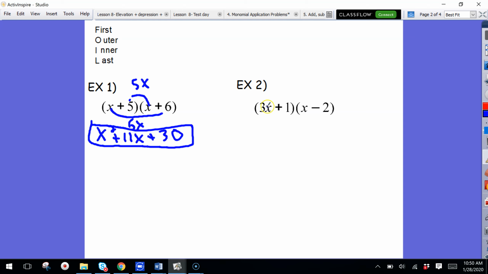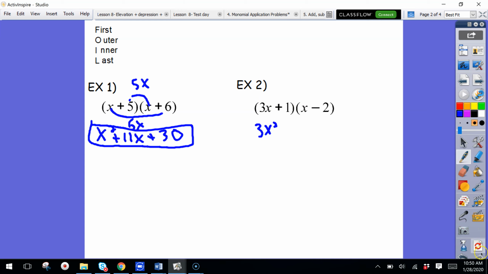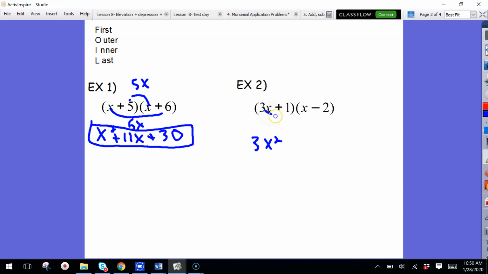So again, we're going to do my first, so 3x times x, that's going to be 3x squared. Now my outer in this case, and I'm just going to keep that down just so I have enough space to write my outer and my inner, is going to be 3x times negative 2. So just be careful with that sign there. That's going to be negative 6x. My inner is going to be 1x. So when they combine, 1x and negative 6x, we're going to get negative 5x. And then my last is going to be 1 times negative 2, which is just negative 2.